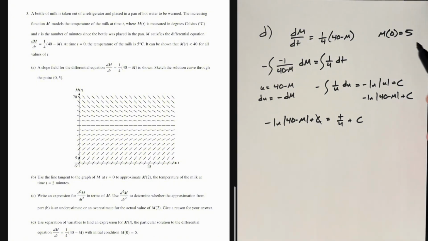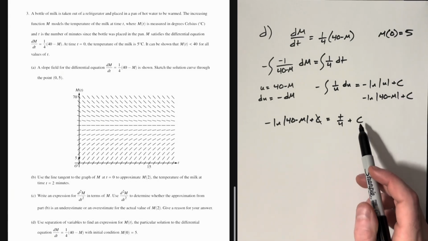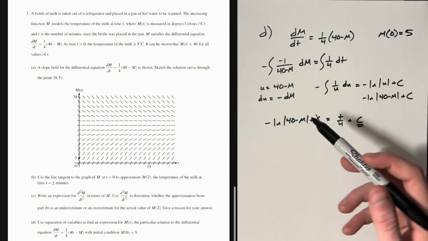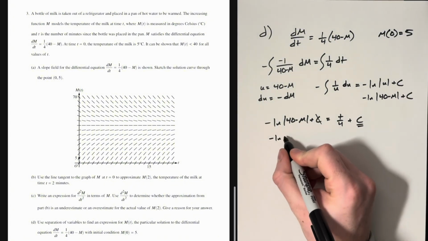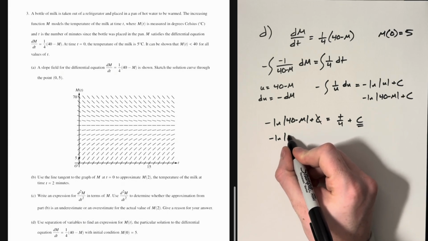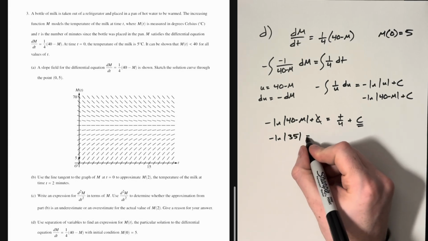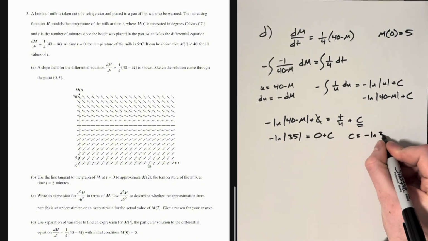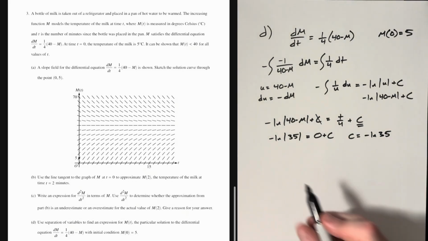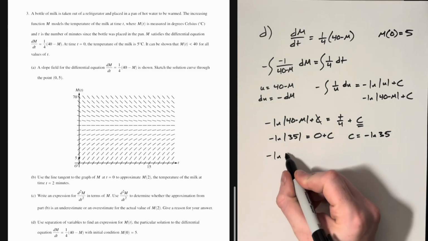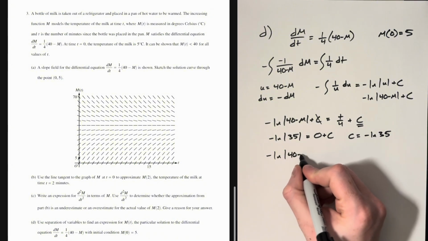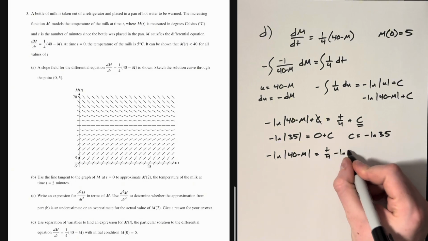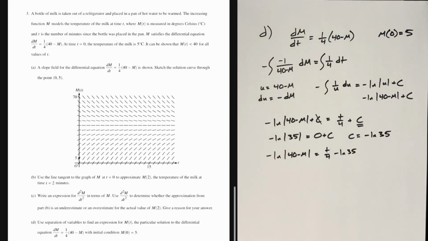So now when I plug in my initial condition, I'm going to be able to solve for this constant, c. So I'll plug in 0 for t and 5 for m. And I'll get negative ln of 35 is equal to 0 plus c. So c is equal to negative ln of 35. So now I'll rewrite it again. Negative ln of 40 minus m is equal to t over 4 minus the ln of 35.